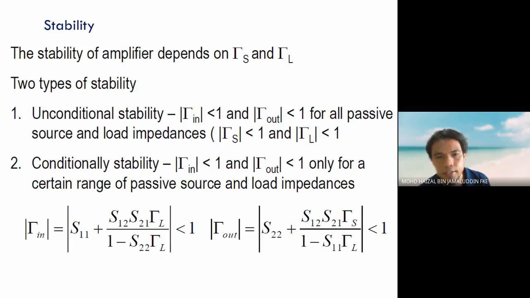For unconditional stability, gamma in should be less than 1 and gamma out should be less than 1 for all passive source and load impedance. That means gamma S and gamma L should be less than 1. For conditional stability, besides gamma in and gamma out being less than 1, they should follow this formula: gamma in equals S11 plus S12 S21 gamma L divided by 1 minus S22 gamma L, which is less than 1, and so on for gamma out.